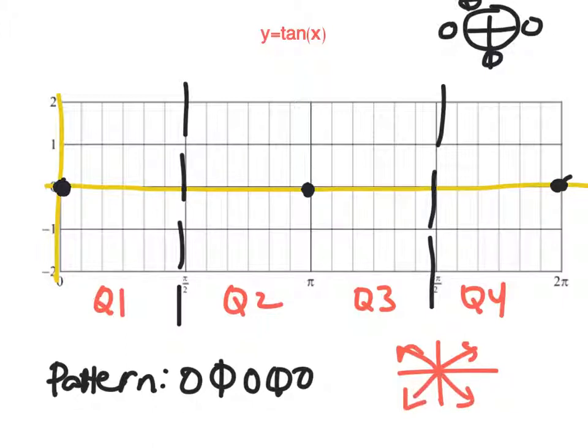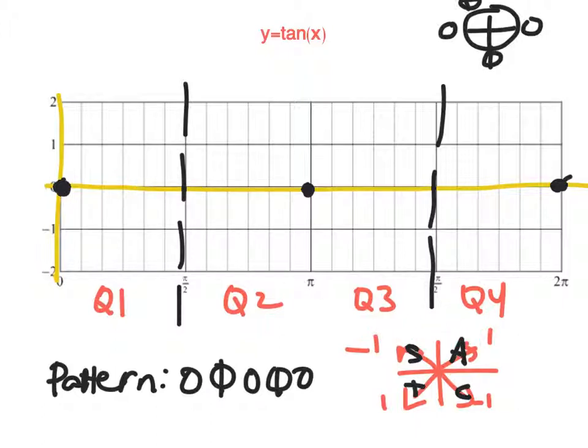Okay? And the tangent at 45 is always 1. And then if you remember, our All Students Take Calculus, in the first quadrant, tangent's positive. Second quadrant, tangent's negative. Third quadrant, tangent's positive. Fourth quadrant, tangent's negative. So in the middle of every quadrant at a 45-degree angle, which since there's 6 lines here, in the middle of every quadrant, I'm either going to go up 1 or down 1.